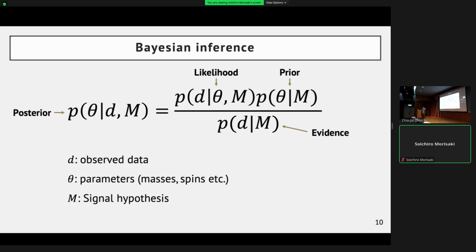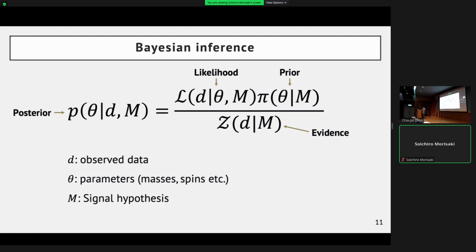According to Bayes' theorem, this Bayesian posterior distribution can be calculated as the likelihood, that is the probability of obtaining data conditioned on theta and the signal hypothesis, multiplied by the prior distribution function defined as this, and divided by the evidence factor defined by this expression. Typically, we use calligraphic L for likelihood, pi for prior, and Z for evidence. So here I'm just switching to this standard notation and will explain how each of these parts can be obtained.